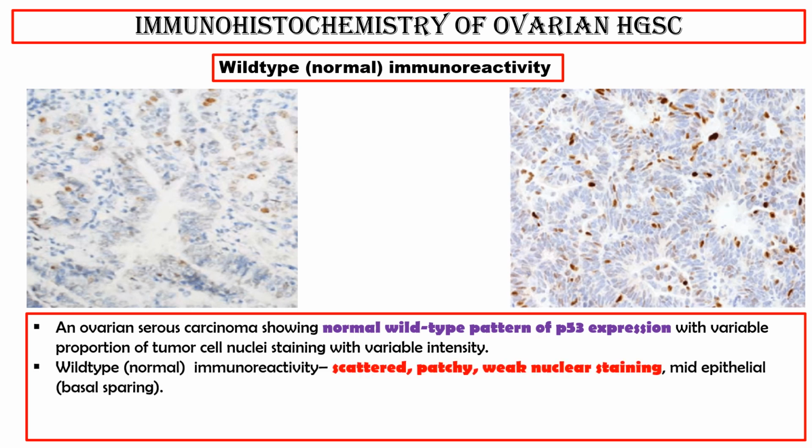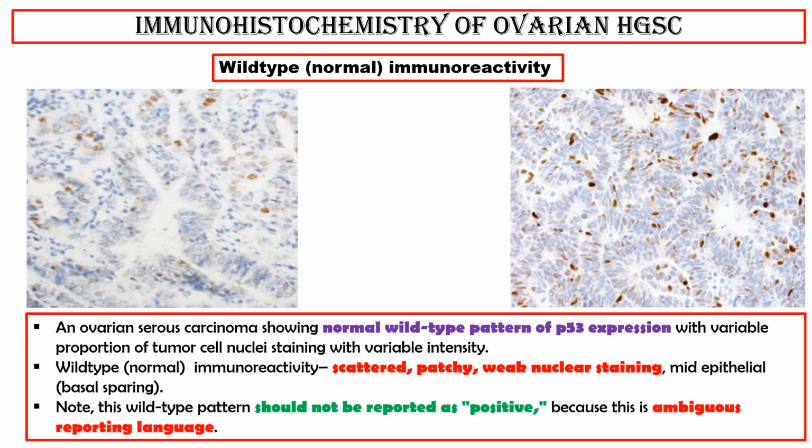Wild type normal immunoreactivity means scattered, patchy, weak nuclear staining, mid-epithelial, basal sparing. Note: this wild type pattern should not be reported as positive because this is ambiguous reporting language.